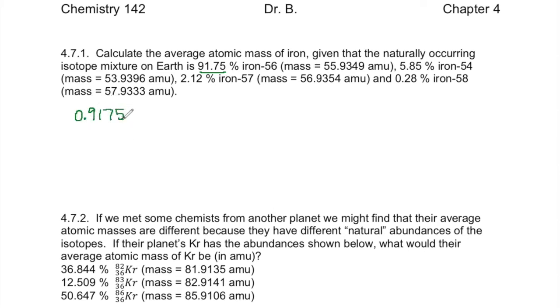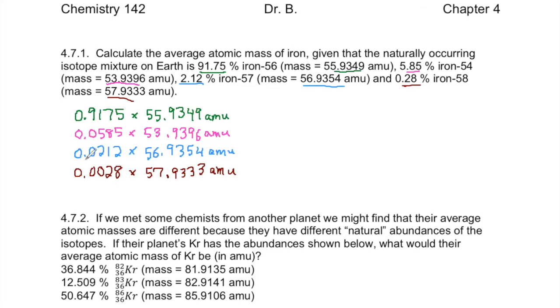91.75% is 0.9175. And we're going to multiply that by the mass of that particular isotope. Then we have iron 54 isotope, where 5.85% or 0.0585 is the abundance, and we're multiplying that by the mass. And then we have the least abundant isotope, iron 58, which has a mass of 57.933. It's only 0.28%, which is 0.0028 when we write it as a fraction.